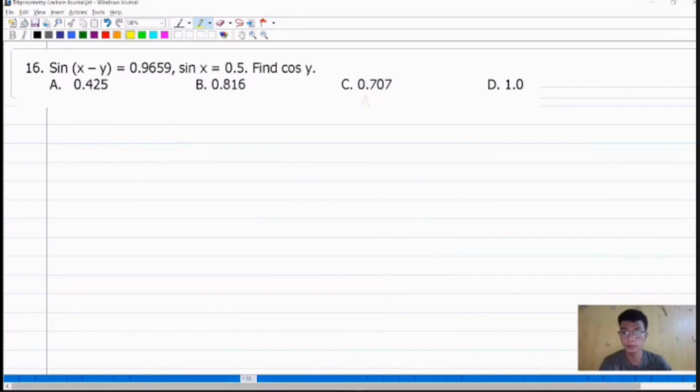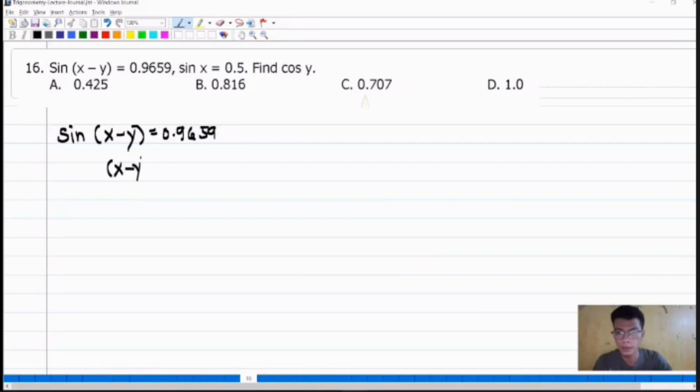Number 16. Sine of x minus y is equal to 0.9659. Sine x is equal to 0.5. Find cosine y. Sige, sulat muna natin na yung sine of the quantity x minus y is equal to 0.9659. So, para mag-cancel itong sine na to, so para maging x minus y na lang siya, kunin natin yung arc sine of the right side, or yung arc sine ng 0.9659.